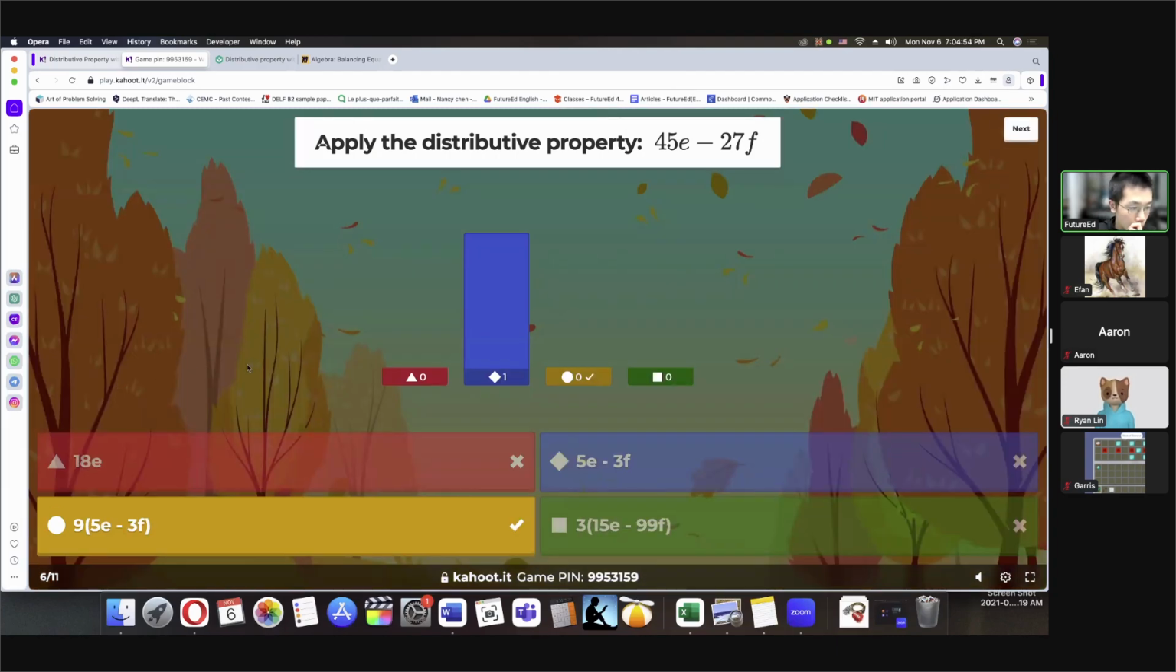Okay. Can you tell me if that was a misclick, Aaron, or did you actually think this was the correct answer? Because in this case, remember you can simplify it by dividing both sides by 9, but you realize you can't really bring 5e minus 3f back to 45e minus 27f, right? If you look at the yellow one, if you apply the distributive property, 9 times 5e is 45e, 9 times negative 3f is negative 27f, okay? So that's actually the backwards distributive property.